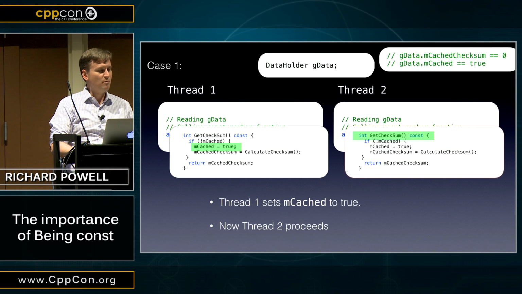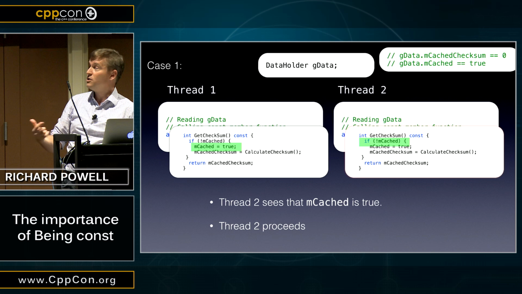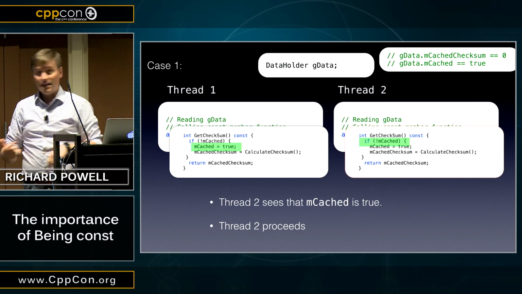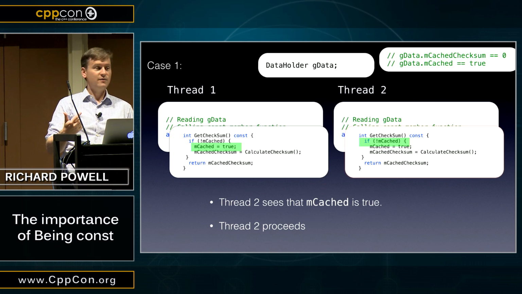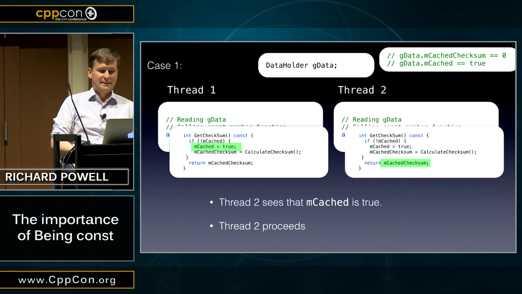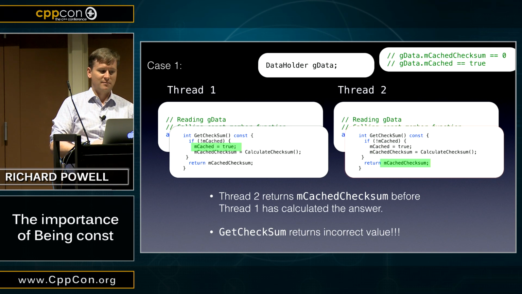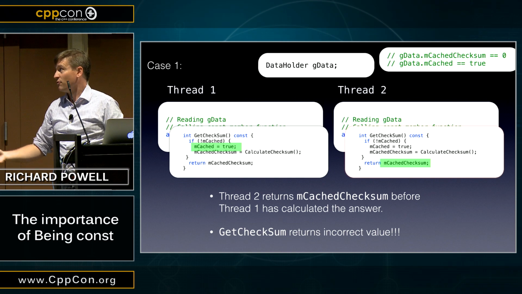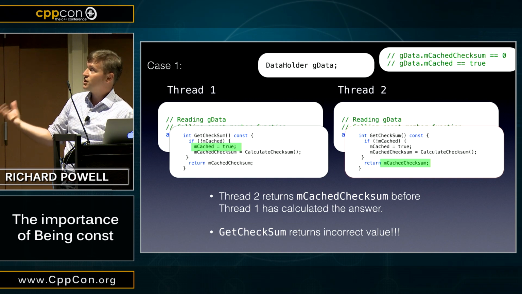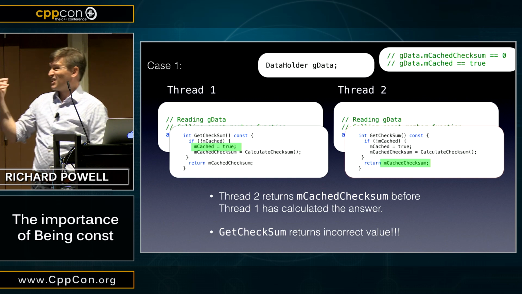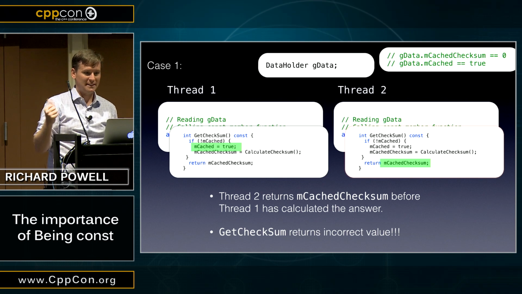Now, unfortunately, at that moment it gets swapped out, and thread 2 proceeds. It checks to see if the cache is valid. Yes, the cache is valid. Great, I'm going to grab that value and return. Oh no. Thread 2 returns the mCache-checksum before thread 1 has a chance to calculate the answer. So it returned the wrong value.